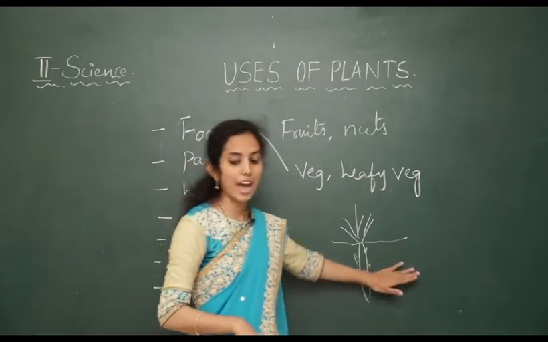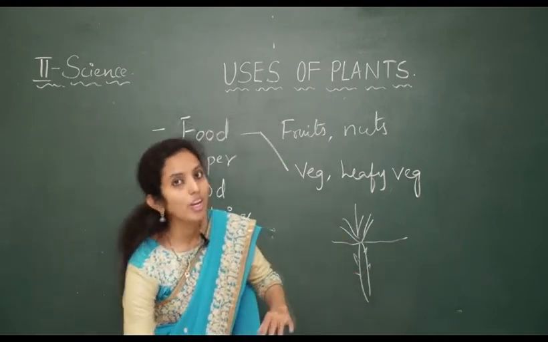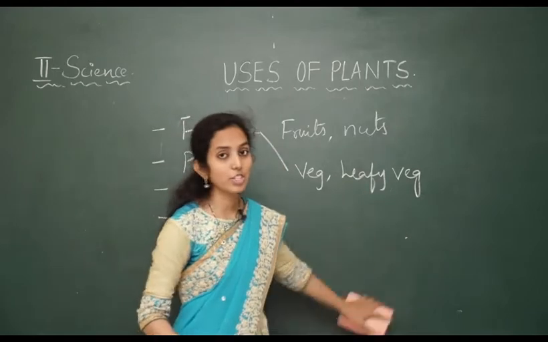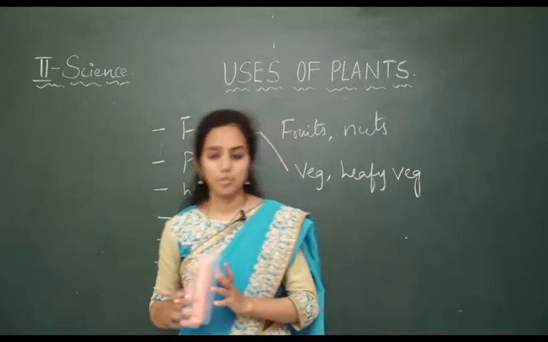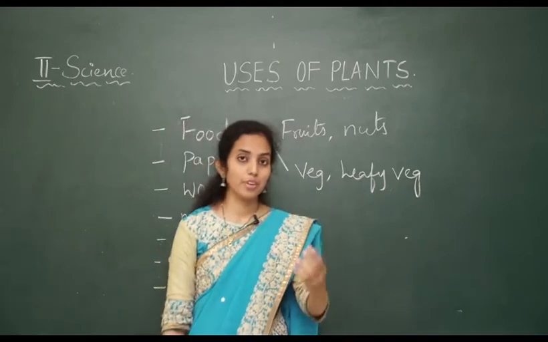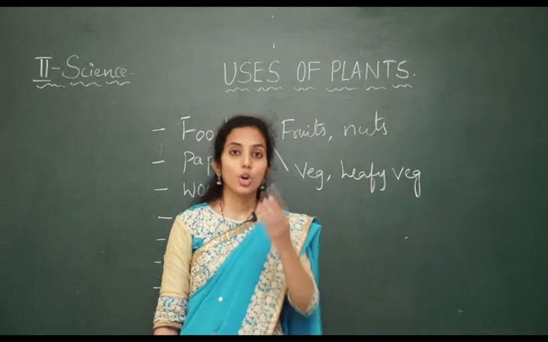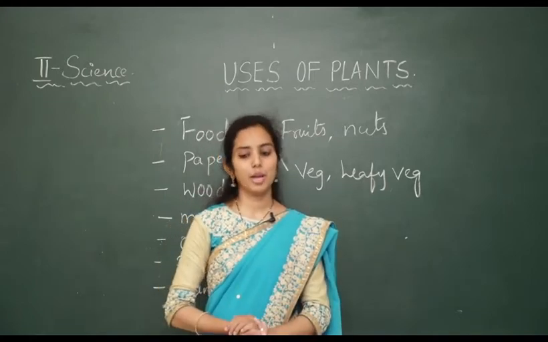So radish, carrot we get from the roots. So roots of certain plants are important. For leafy vegetables, leaves of the plants are important. For carrot and radish, roots of the plants are important.